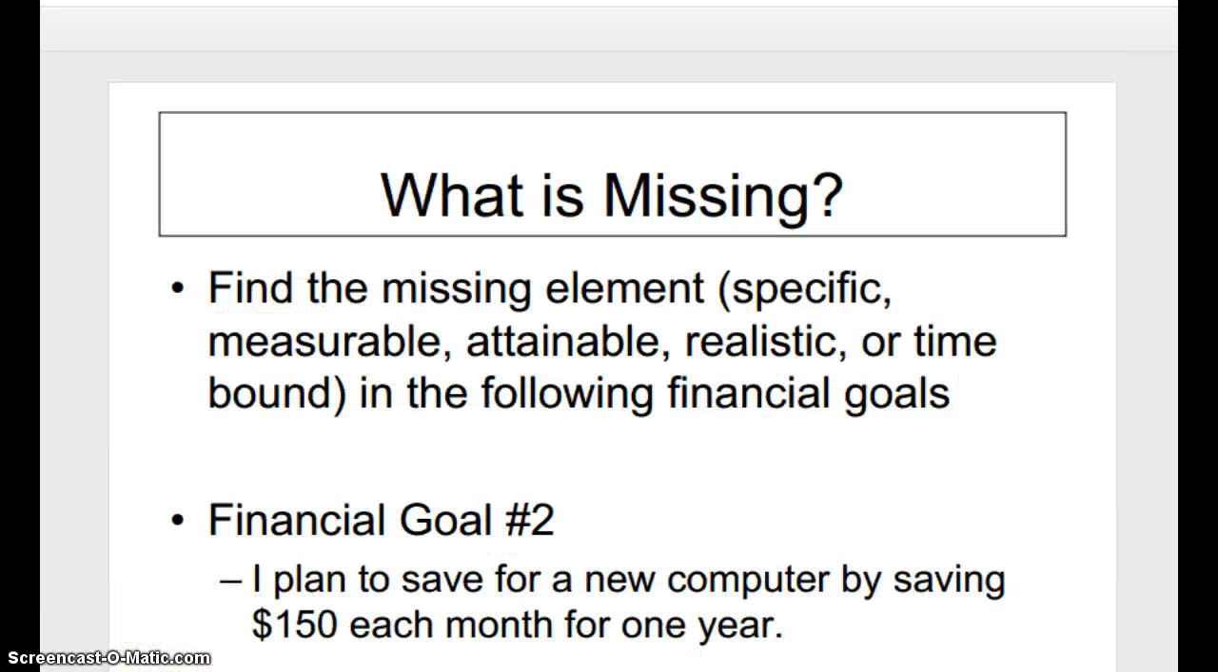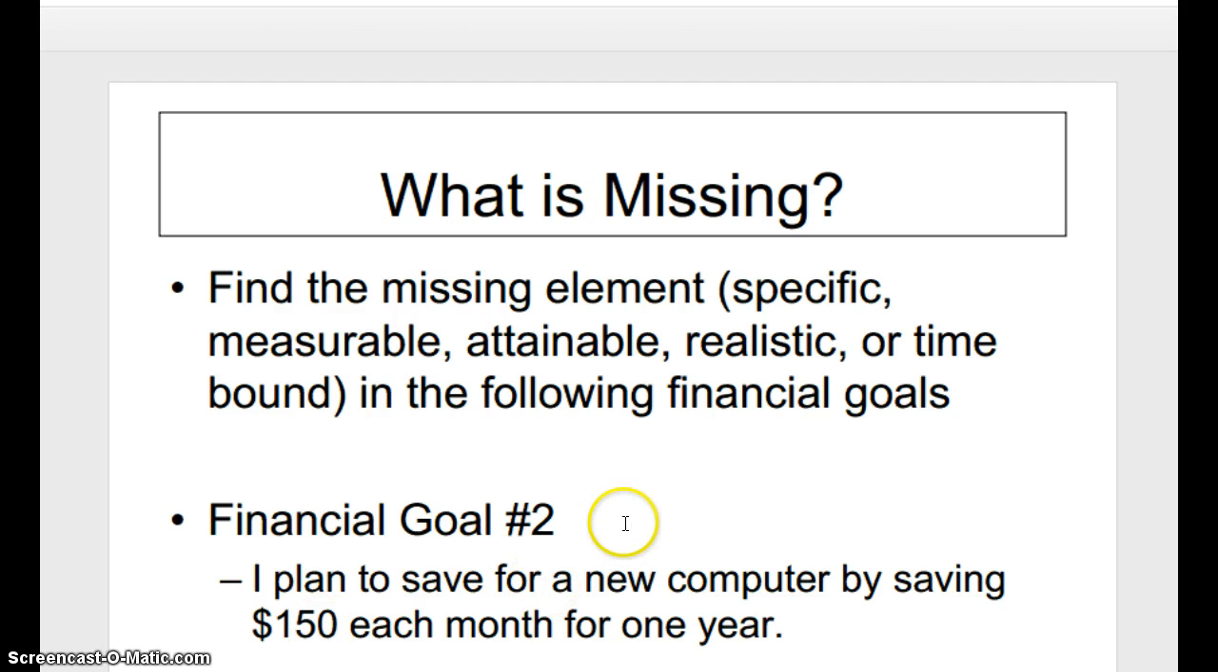Alright, here's another example. I plan to save for a new computer by saving $150 each month for 1 year. So we want to save for a new computer. That's a specific piece. We would like to save $150 each month. That's the attainable piece. 1 year, that's time bound. Seems like it could be realistic if you have income to save money, $150 each month.